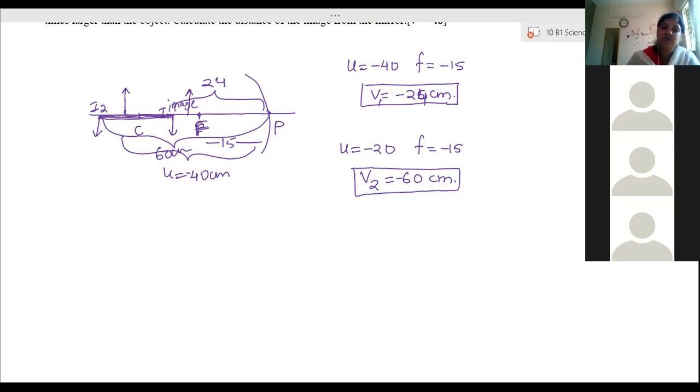So what was the doubt in this? Can anyone tell what is the doubt in that question? No, ma'am, I did not understand. That's it. Two different object distances, two different image positions you have to find out. Okay. Any other doubt anyone has? No? Everyone completed?